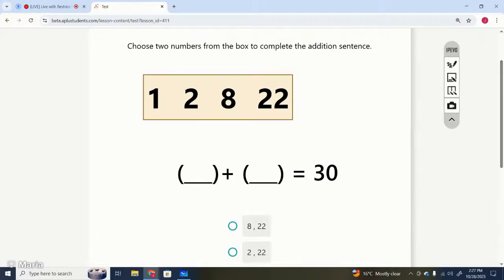Choose two numbers from the box to complete the addition sentence. So which two numbers have the sum 30? That is 8 plus 22 makes 30.